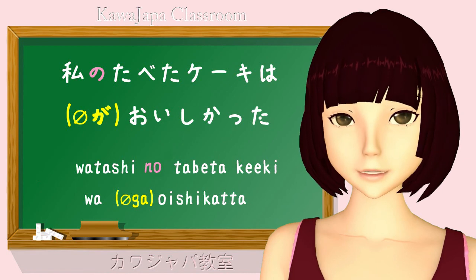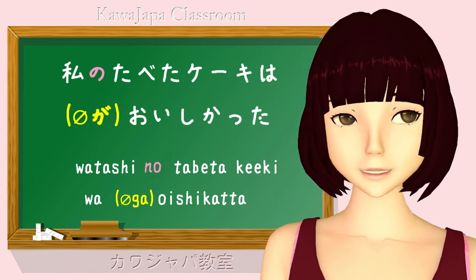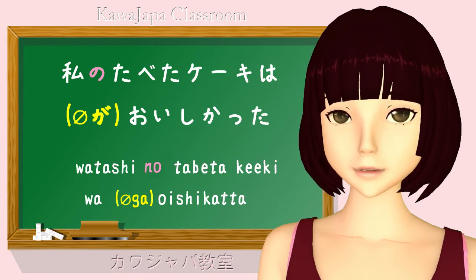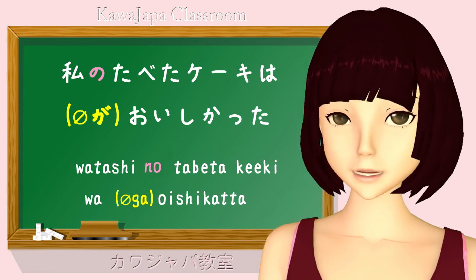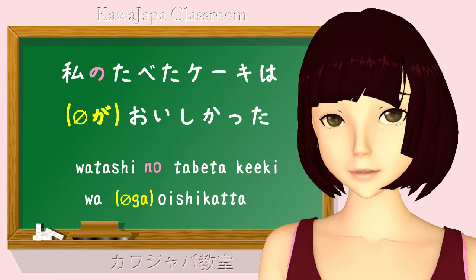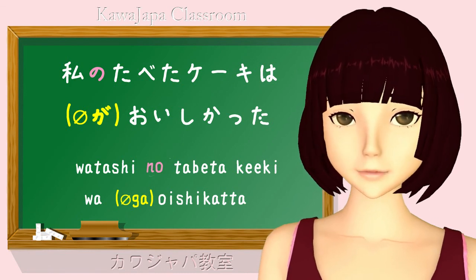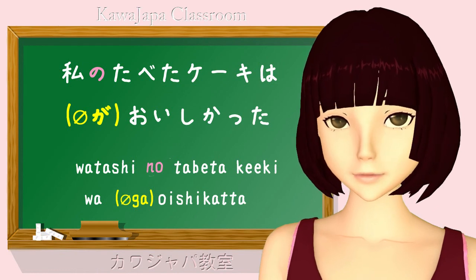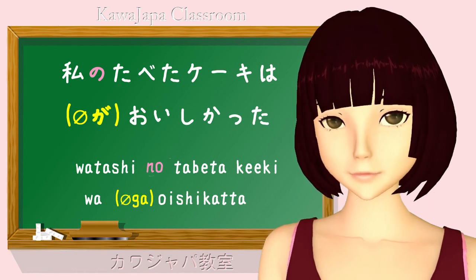If we want to put it in an active manner, we can say watashi ga tabeta keiki wa oishikatta. But we can also say watashi no tabeta keiki wa oishikatta. One means the cake I ate was delicious. The other one means my eaten cake was delicious. My eaten in the sense of I was the one who ate it.